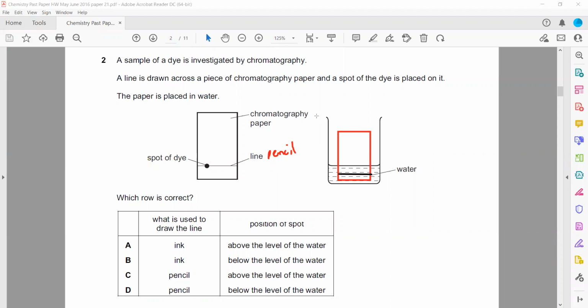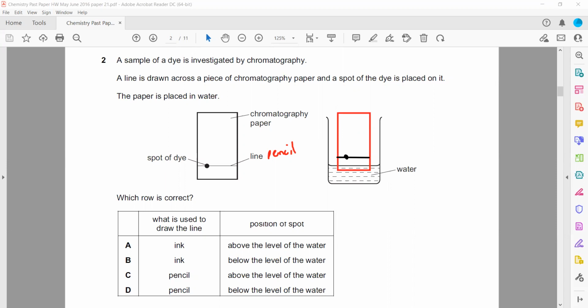If the spot is completely submerged in the solvent, the spot of dye will dissolve in the solvent. We don't want it to dissolve. That's why whenever we place a chromatogram, the origin should always be above the solvent level. So the solvent level should be below and the origin should be above, so that the spot of dye does not dissolve in the solvent and can rise on the chromatogram paper.